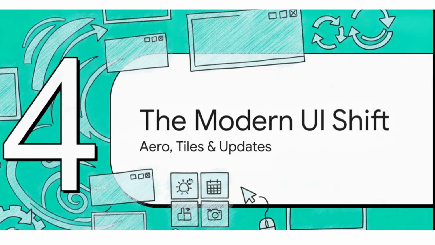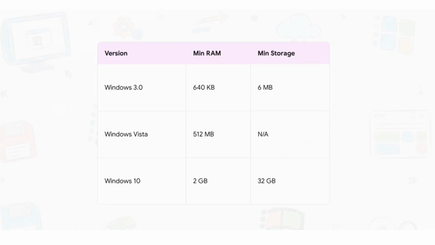With stability finally locked down, Microsoft's designers were totally free to dream bigger. Which brings us to part 4, the modern UI shift. This is the era of Aeroglass, live tiles, and the move toward continuous innovation. Now, what's really interesting about this slide is watching how software ambitions started severely testing hardware limits once again. Just look at how the baseline skyrocketed.